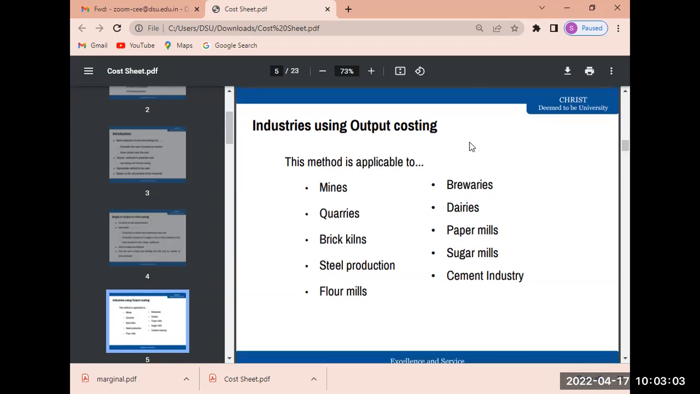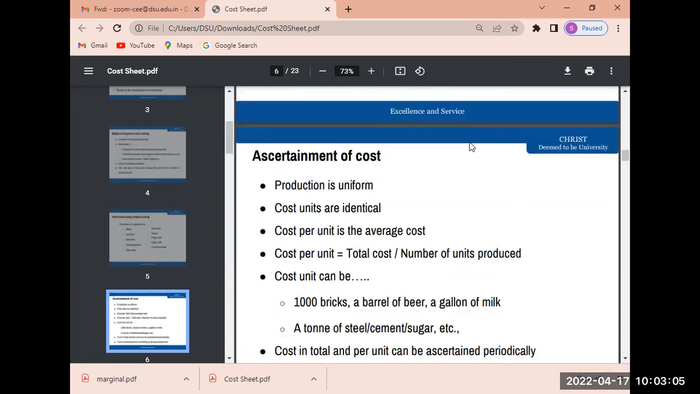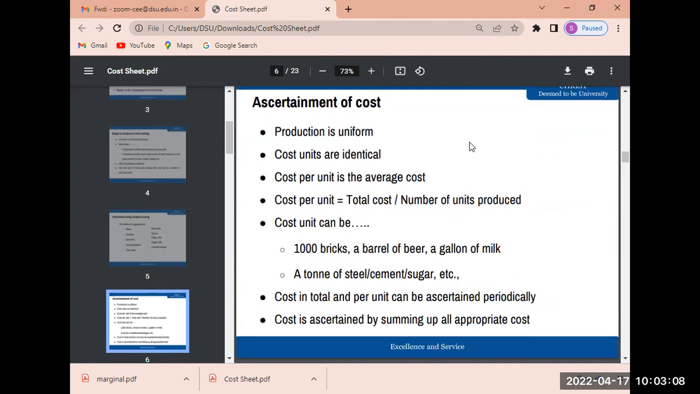Up to now, any doubt? Okay, ascertainment of cost. So the production is going to be uniform. There is no change in the output from one to another. And then the cost units are identical. What is a cost unit? Cost unit means?